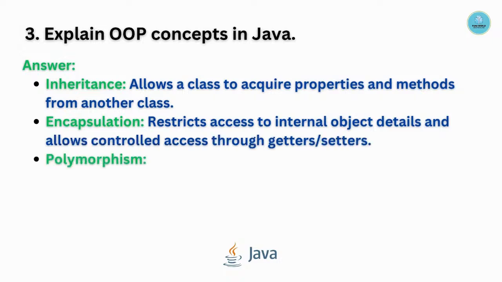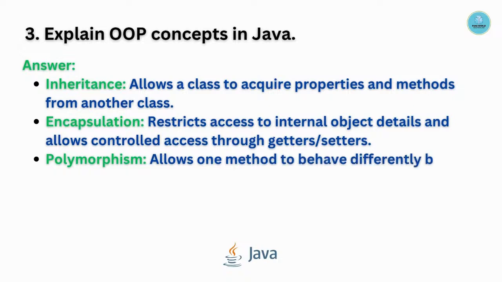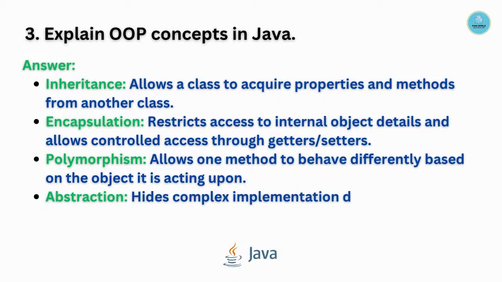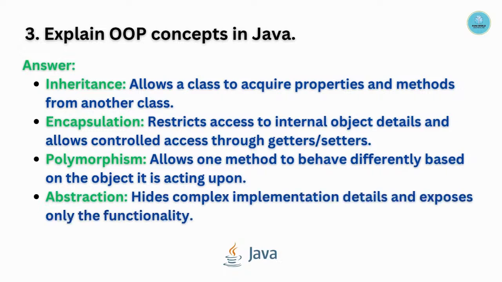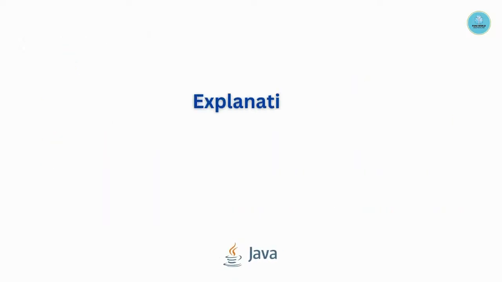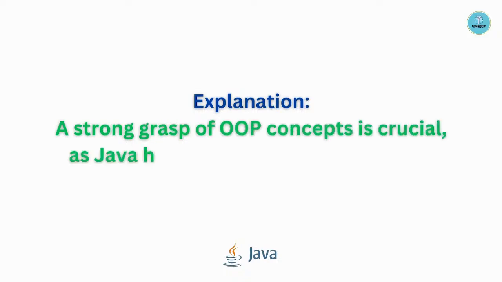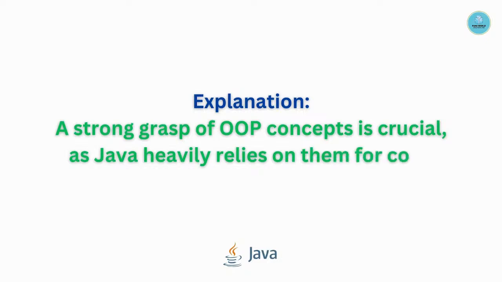Inheritance allows a class to acquire properties and methods from another. Encapsulation restricts access to internal object details and allows controlled access through getter and setter. Polymorphism allows one method to behave differently based on the object it is acting upon. Abstraction hides complex implementation details and exposes only the functionality. A strong grasp of object oriented concepts is crucial as Java heavily relies on them for code structure and reuse.